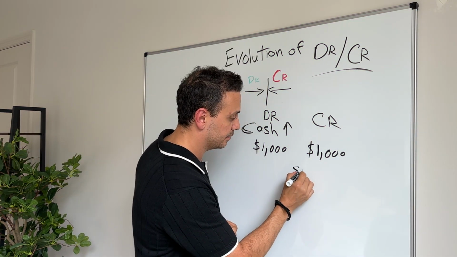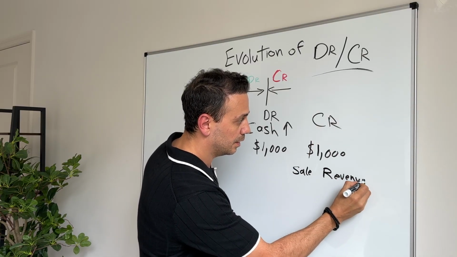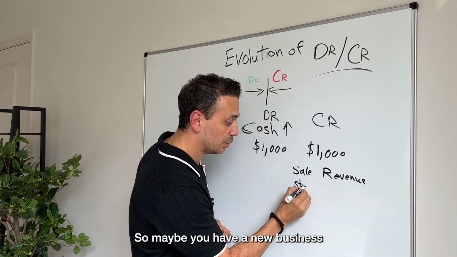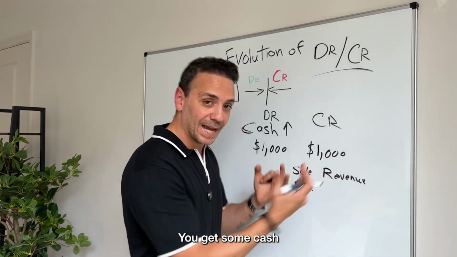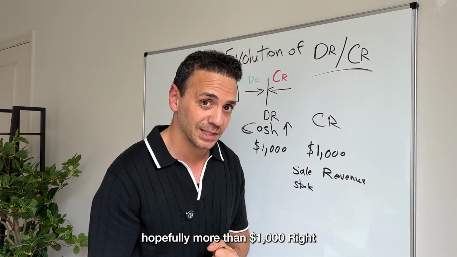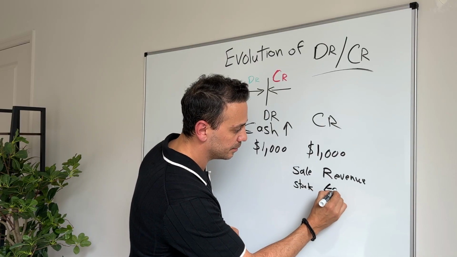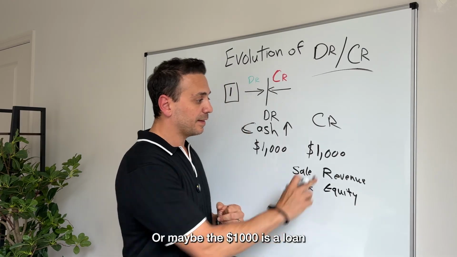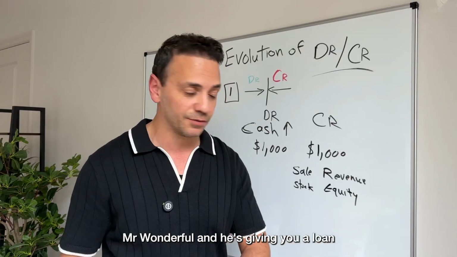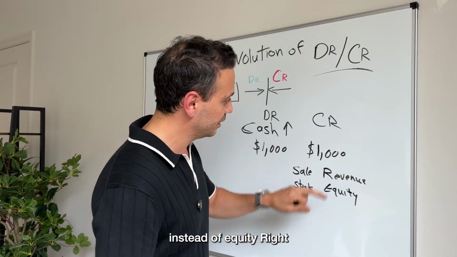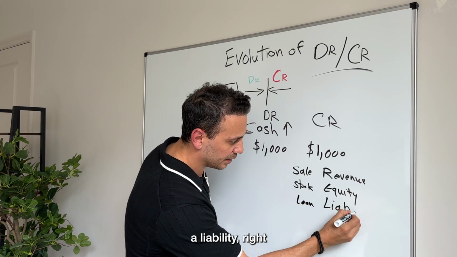So if you have sales, right, then your credit is to revenue. Or it could be in terms of stock. So maybe you have a new business and you sell stock. Maybe you go on Shark Tank and you sell some stock in your business. You get some cash that comes in through the door, hopefully more than $1,000. Right? So you have stock that's coming in, so the credit is going to be to equity, right? Or maybe the $1,000 is a loan, right? So maybe the shark on Shark Tank that made you the offer is Mr. Wonderful, and he's giving you a loan instead of equity, right? So in this case, you have a loan, and this is going to be a liability, right?